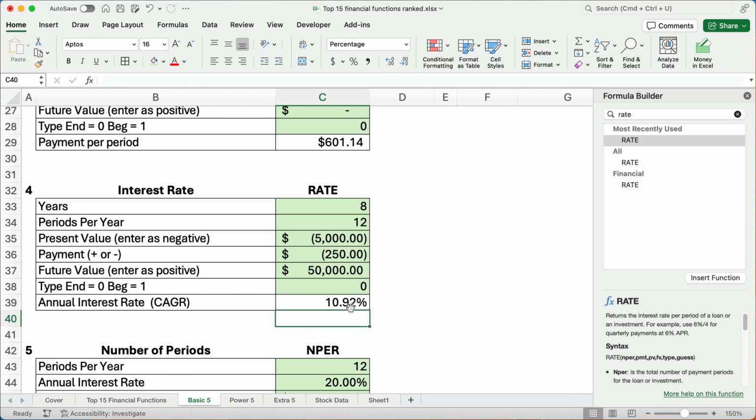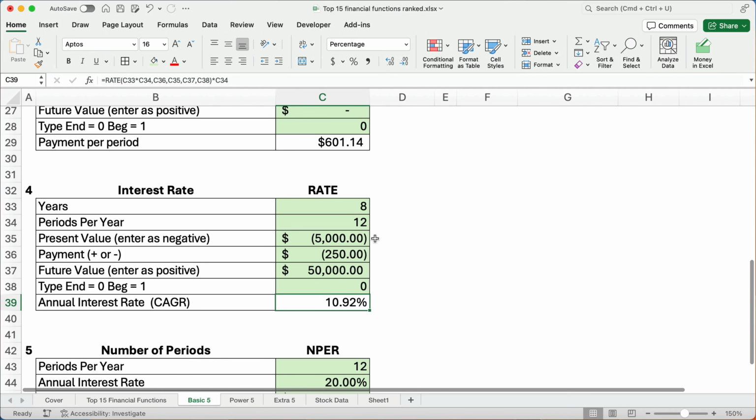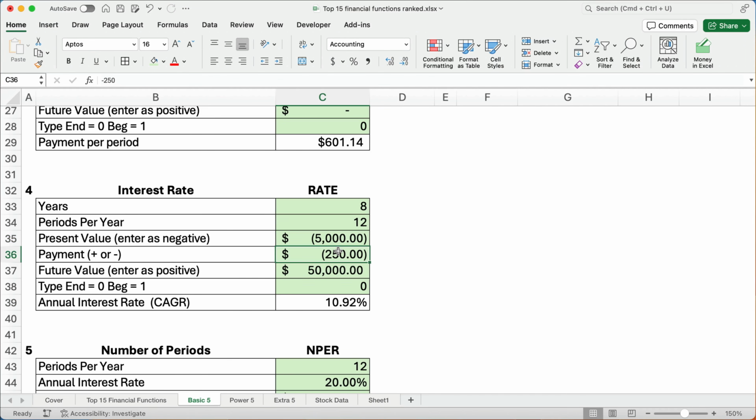So what kind of rate of return did you get? You got a 10.92% rate of return over the 8 years. Now, if you end up having a problem, sometimes people will message me and say, let's make it even easier. Let's say we put in 10,000 and it grew to 50,000. That's a 20% rate of return.